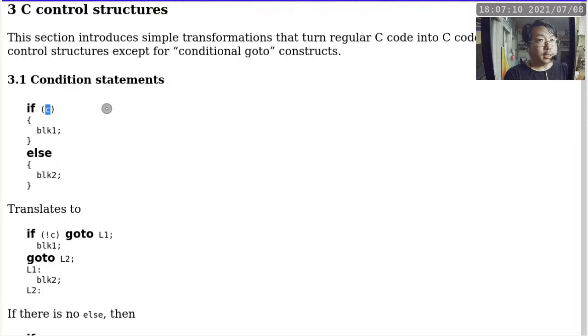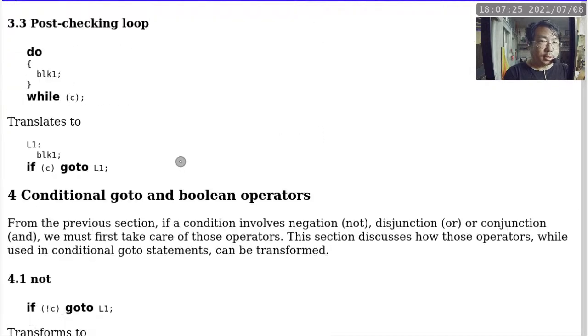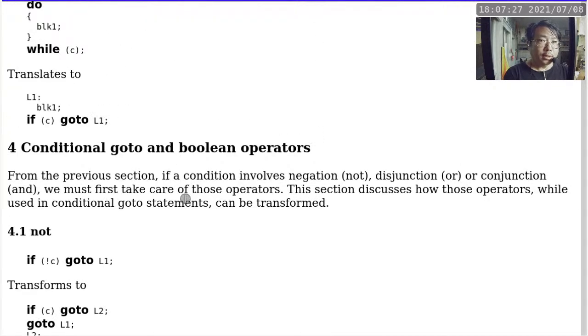So the next question is, what if C is complicated? What if it is a conjunction of some disjunction, and then inside the disjunction there's a negation, and so on and so forth? How do we deal with all of that? So the next section talks about that. We can make the code more complicated, trading code complexity to reduce the complexity of the conditions.